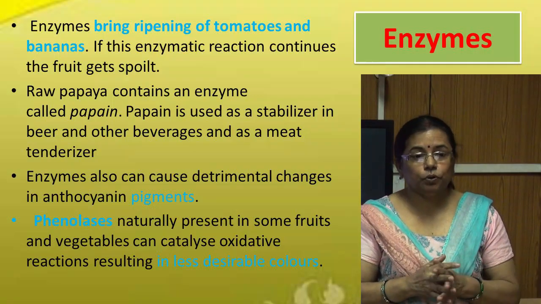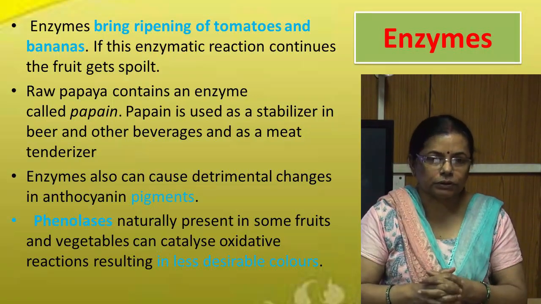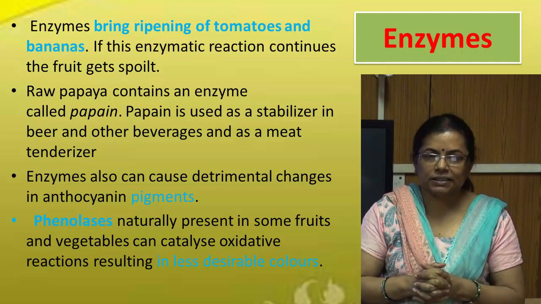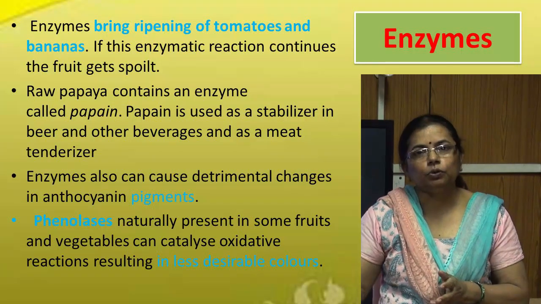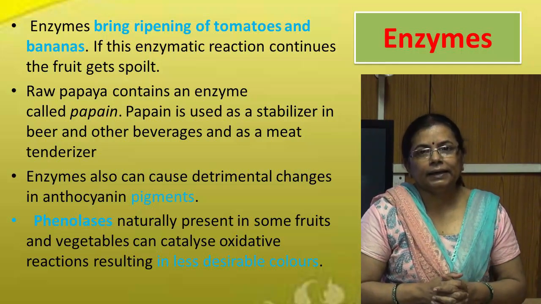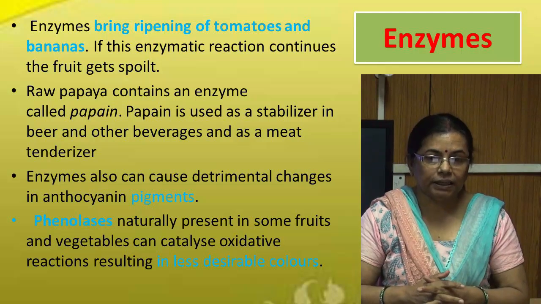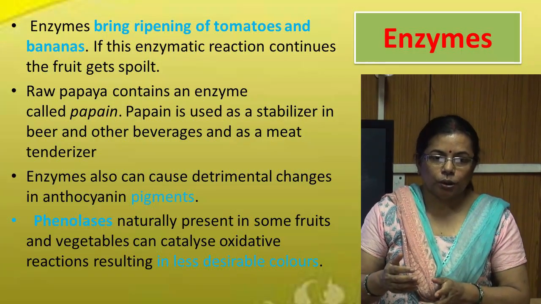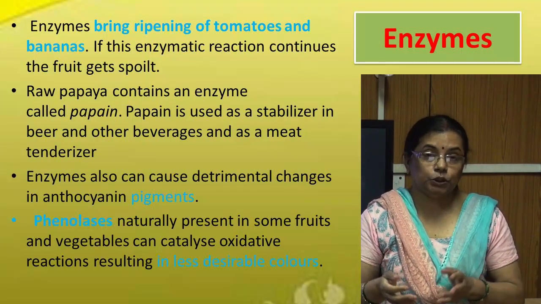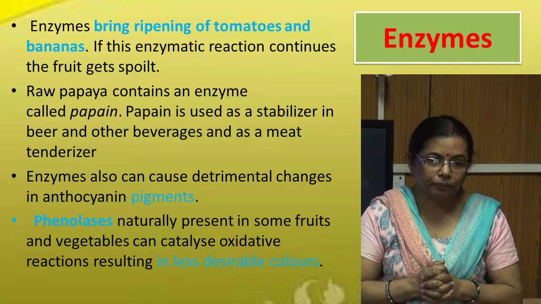Enzymes, as you must be knowing, bring about ripening of tomatoes, bananas and other fruits. If this enzymatic reaction continues, it will lead to the spoilage of those fruits. Raw papaya contains an enzyme called papain. Papain is used as a stabilizer in beer and also as a meat tenderizer. It is used by many meat processing industries for tenderization of the meat.